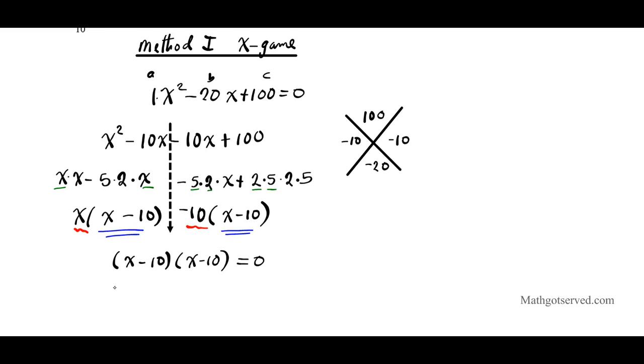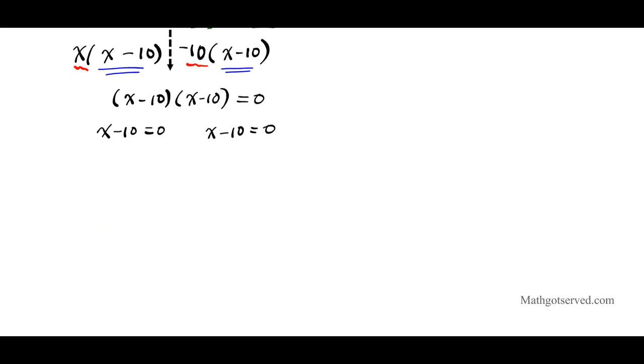Now, to solve this, we set both of them to 0, so x minus 10 equals 0, and x minus 10 equals 0. They're both the same thing, so if we solve one, that will be sufficient. All right, so just add 10 to both sides, and then we have x equals 10 as our answer. All right? Okay.